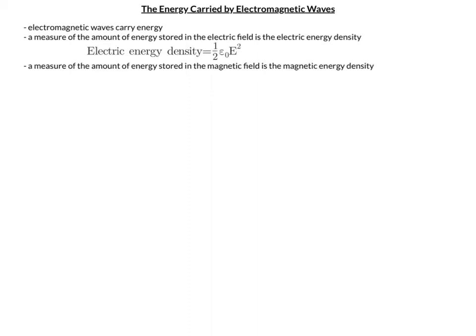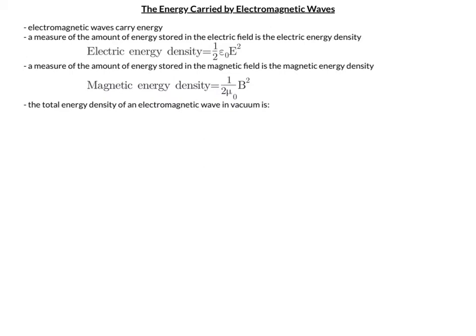Then similarly, a measure of the amount of energy stored in the magnetic field is the magnetic energy density. And magnetic energy density has the value 1 divided by 2 times permeability of free space times the square of the magnetic field. Then the total energy density of an electromagnetic wave in vacuum is the sum of those two energy densities. So we call that just U, and it's 1/2 epsilon naught E squared plus 1/2 over mu naught times magnetic field squared.